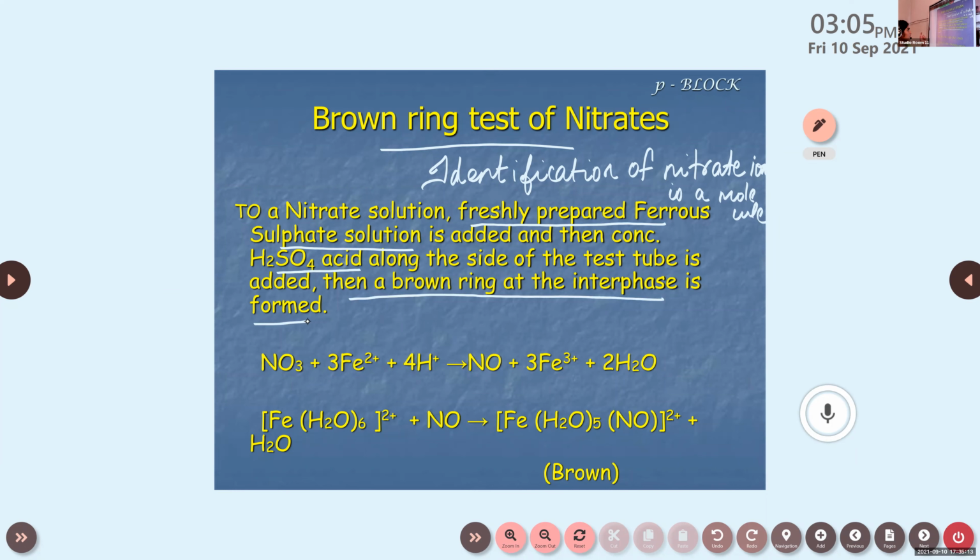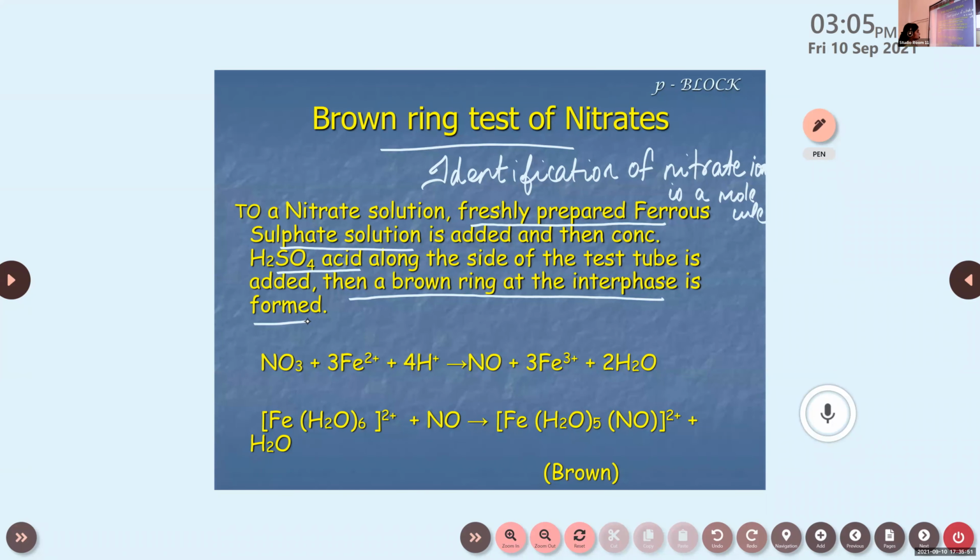First, we add the nitrate solution. Then freshly prepared ferrous sulfate solution is added. Then H2SO4 is added along the sides of the test tube. When this H2SO4 reaches the liquid, there will be a brown ring formed at the junction between these two liquids. So this brown ring will confirm the presence of nitrate ion in a molecule. The brown ring can be clearly seen. So this test is known as the brown ring test. It's used for the identification of nitrate ion present in a molecule.